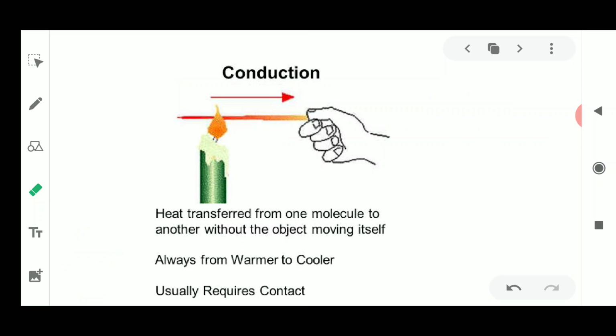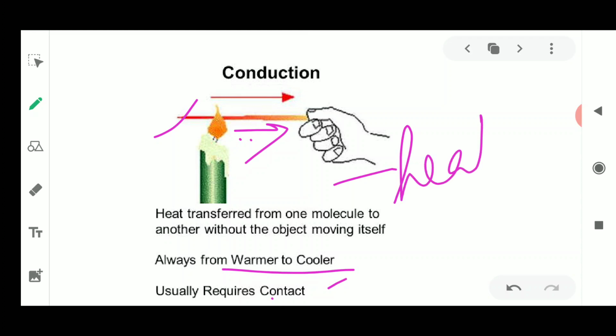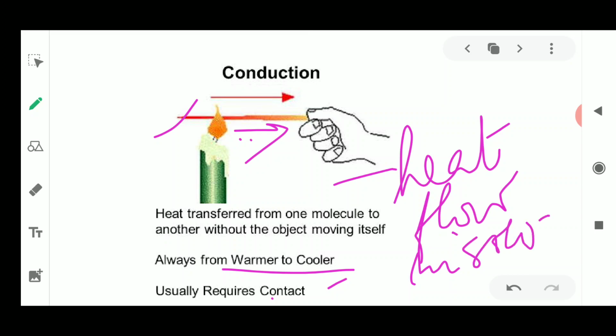This is the example given in your NCERT book also, where heat is transferred from one end to the other end when you heat a rod with the help of a candle. Heat is transferred from the molecules near the heat to the area where heat is not present. It always flows from the warmer to the cooler area. It requires contact. Please remember, without contact you cannot heat up objects by conduction. Heat flows like this in solids. This is called conduction.